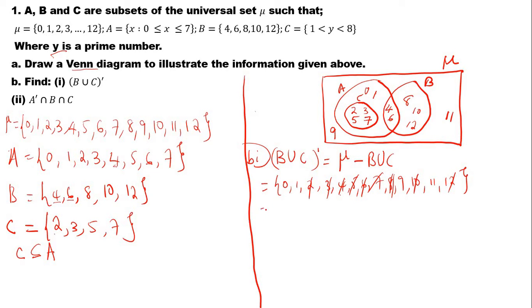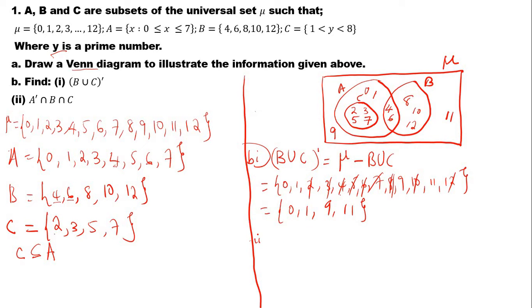So the remaining ones will be the answer. So I'm having 0, 1, 9, 11. These are the complements of the union of B and C. Is that clear? Try it and then drop your comment in the comment section if you have any question.